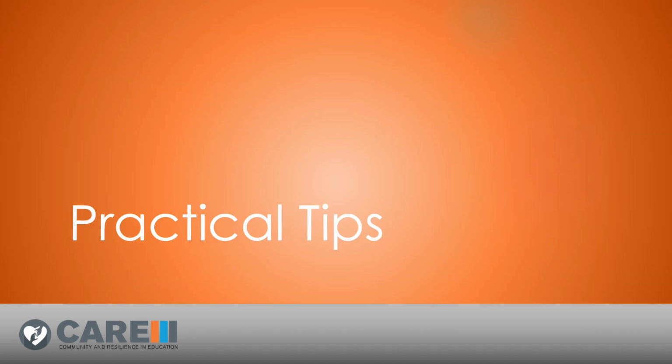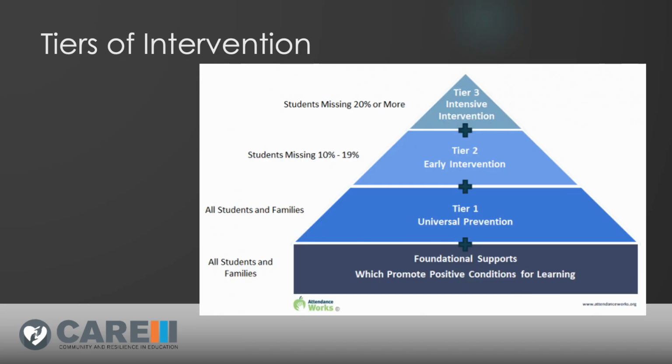So moving on to some practical tips. We can link attendance to tiered systems of intervention. When we think about tiered systems of intervention, typically they're around academics or around behavior. So we've got our RTI for academics, we've got PBIS for behaviors, we have MTSS, which encompasses kind of the whole shebang, but we can also think about attendance in this tiered model as well.